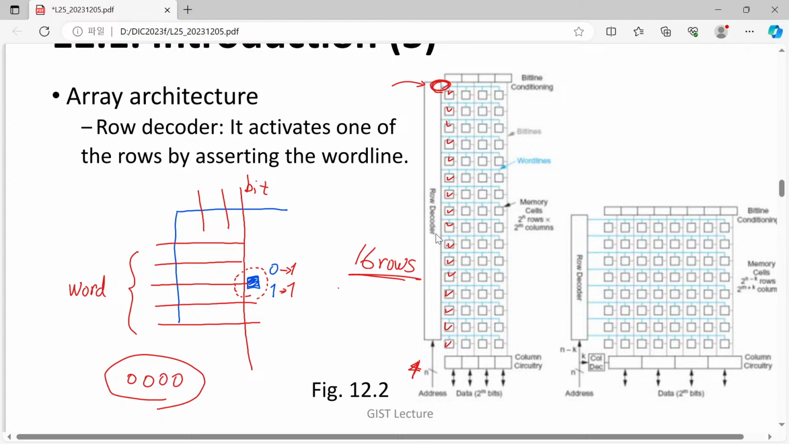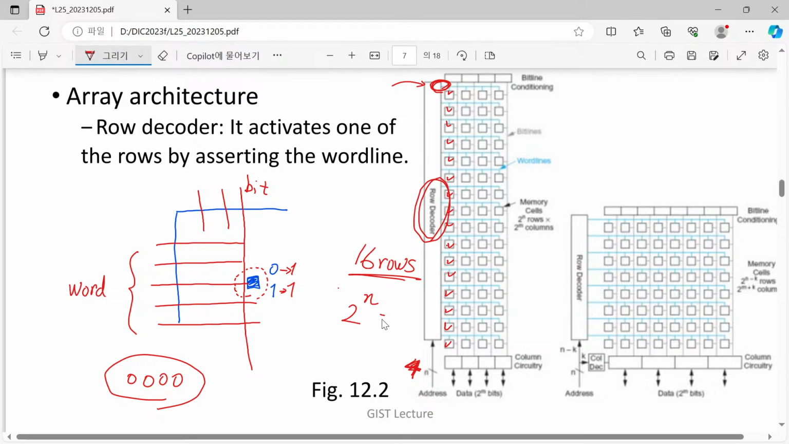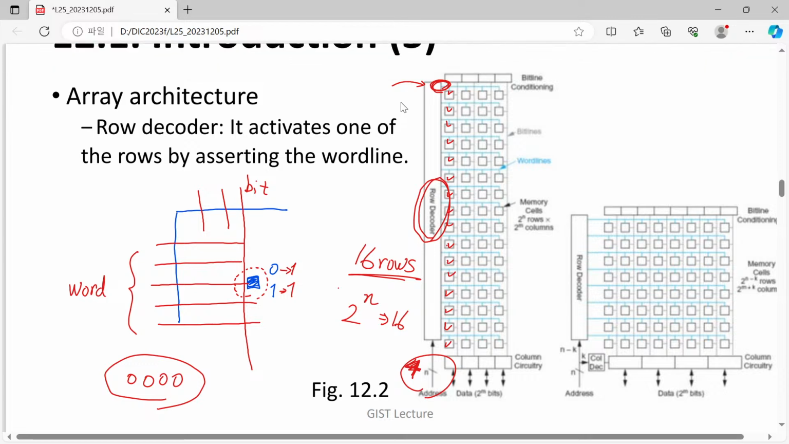This kind of thing can be done with our decoder placed here. If we have a certain n-bit decoder, then we can select one of 2 to the n. We have 4 bits, so it will become 16. So with this address, we can select one of them. Usually select means that we apply, for example, a high voltage to this word line. Okay, that is one thing.